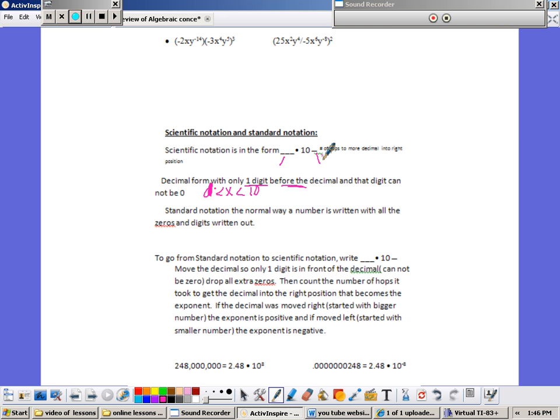Standard notation is the way it's normally written with all the zeros. So here I have something in standard notation. I want it in scientific. So I have to take the decimal that's at the back, and I need to hop it over until only one digit's in front of the decimal, and when it is, the number's between 1 and 10. So 2.48 is between 1 and 10, times 1, 2, 3, 4, 5, 6, 7, 8 hops. So that's where I got the 2.48 times 10 to the 8th.